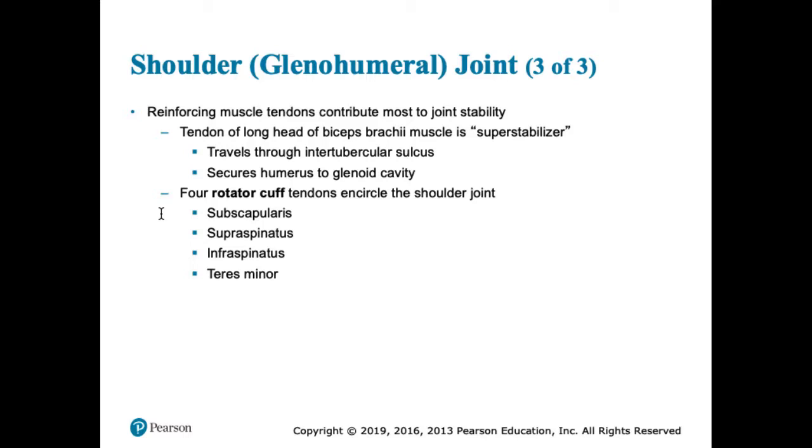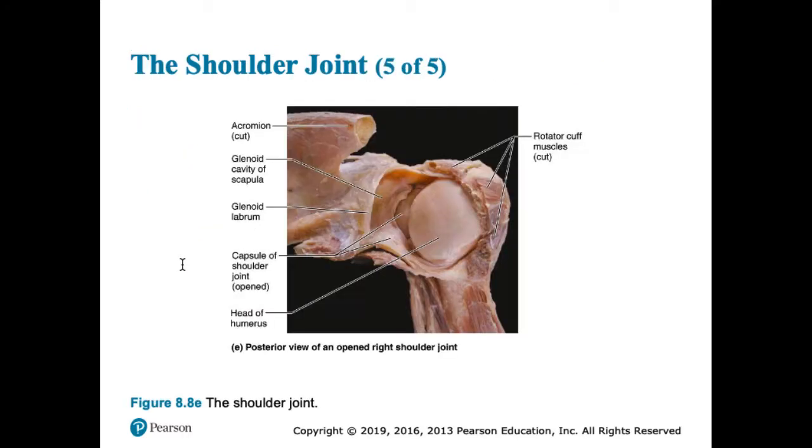Reinforcing muscle tendons contribute most to this joint stability. The tendon of the long head of the biceps brachii muscle is the super stabilizer. And four rotator cuff tendons encircle the shoulder joint, surrounding and enclosing that joint. And so here's that shoulder joint.